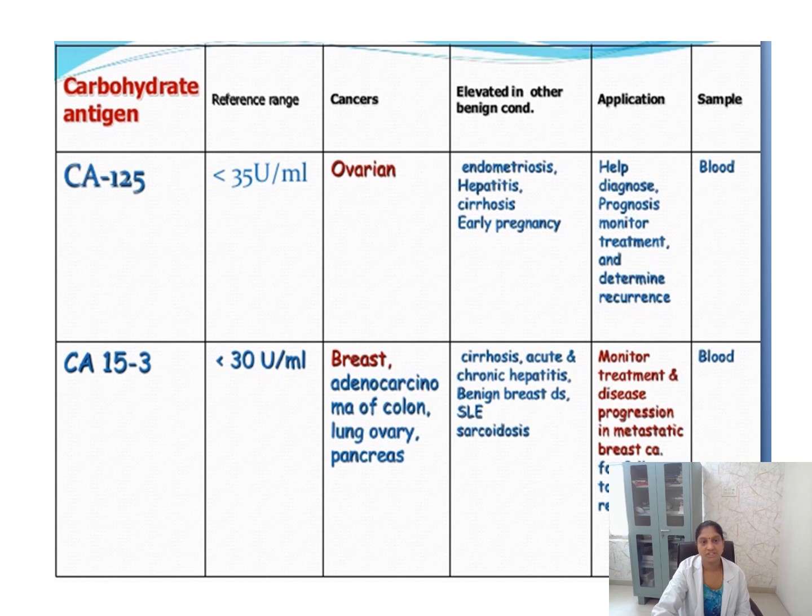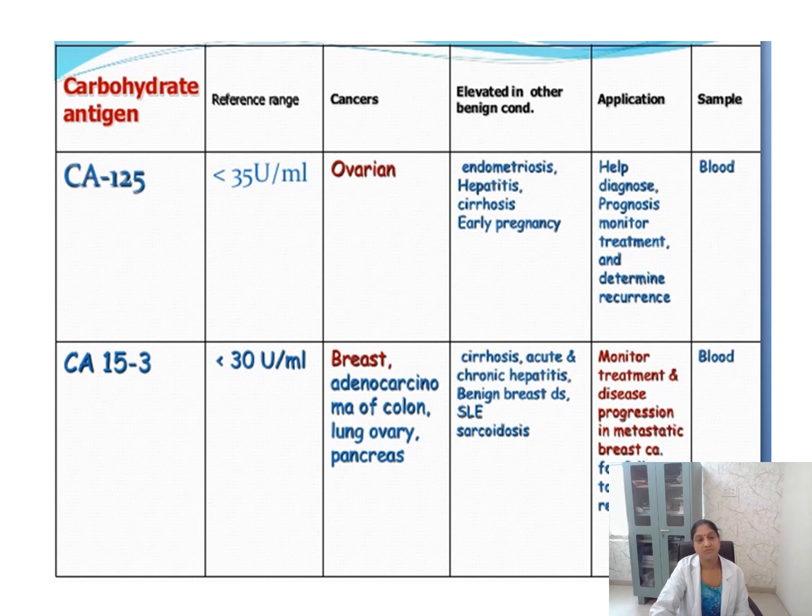The CA125, its reference range is less than 35 units per ml. It's mainly elevated in ovarian cancers. It's also seen elevated in benign conditions like endometriosis, hepatitis, cirrhosis, and early pregnancy. It is helpful in diagnosis, monitoring, prognosis, the treatment, and determining the recurrence. It can be taken as a blood sample over here.